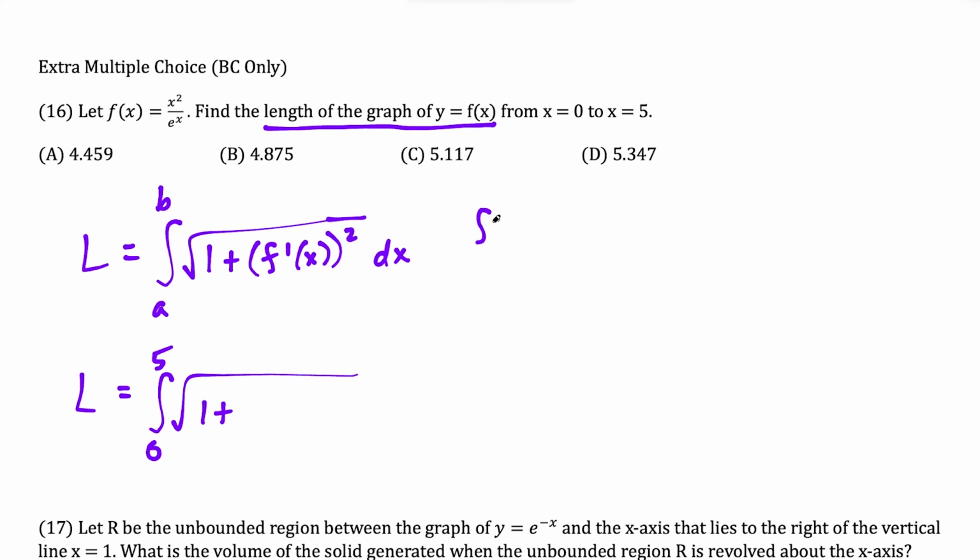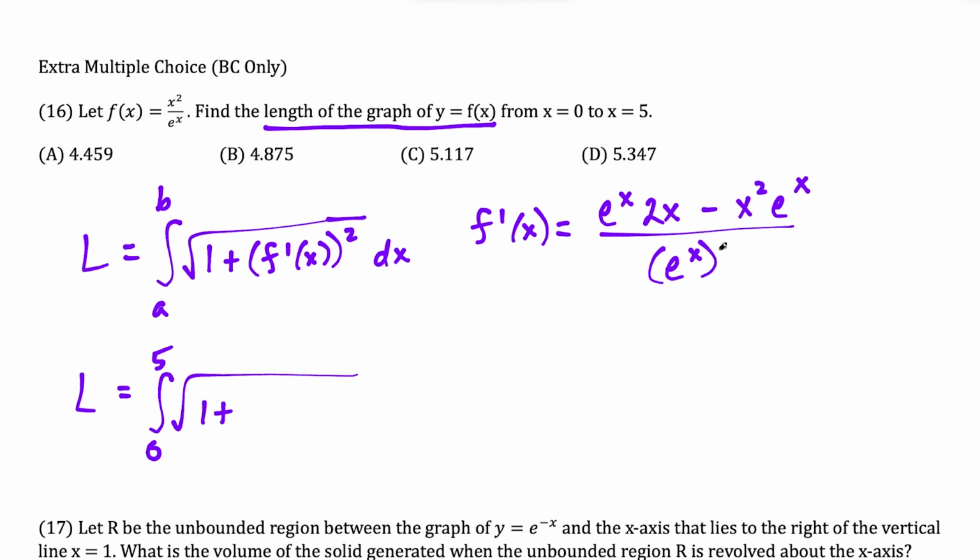But if we had to find this derivative by hand, we would just use the quotient rule, and we would have the low function, e to the x, times the derivative of the high function. So we have e to the x times 2x, and then minus x squared times the derivative of e to the x, which is e to the x, and then we would divide by e to the x squared. Okay, so if we had to do this the long way, we would go ahead and use the quotient rule. But in this case, we're just going to use the calculator.